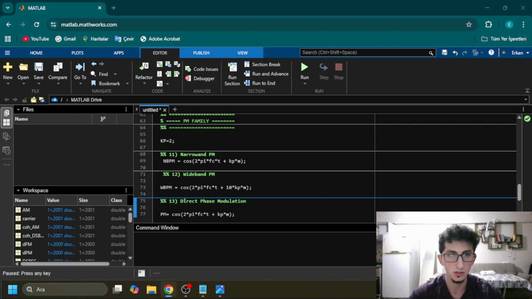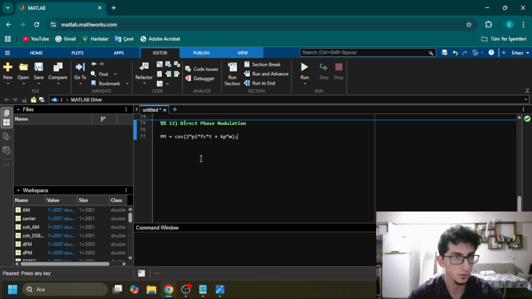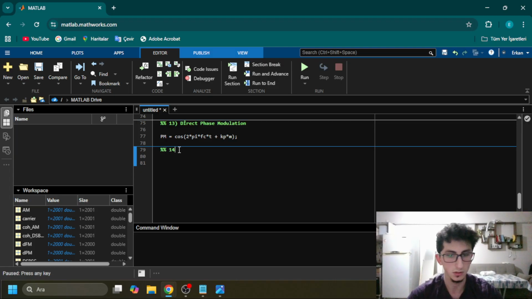So let's check this one too, and I don't want to write this code wrong. If I make a mistake or do something wrong, we will not be able to see our graphics. And the last one is PM demodulation using differentiation and arctangent. So the 14th one is gonna be the PM demodulator.